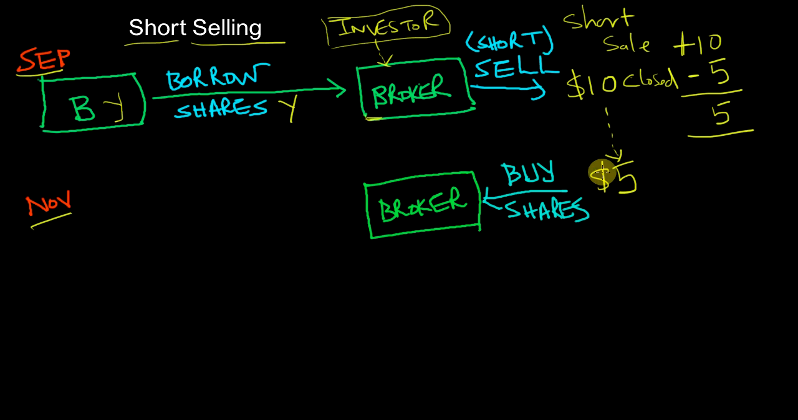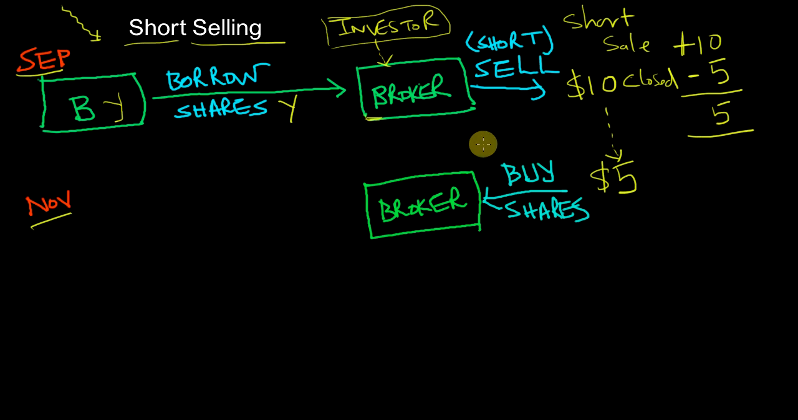Now, on the other side, if the stock price increases, for example, in November, when you want to close your short sale, if your stock price has gone up to, let's say, $12 or $15, you're going to make a loss. So short sales work when the asset price drops after the short sale has occurred. So in this case, the profit per share for the investor is $5.